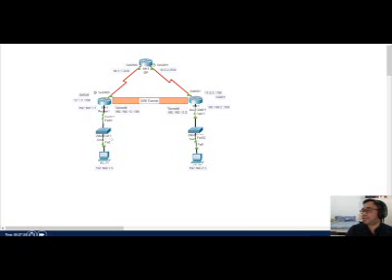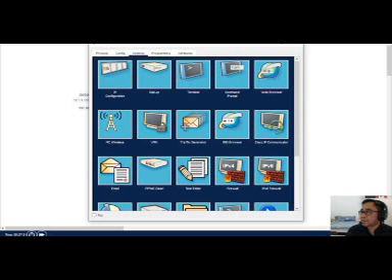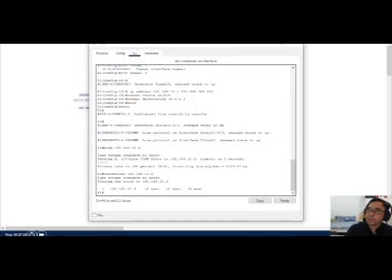Okay, successful. And this. Okay, successful. Okay, let's... we forgot something. We forgot to set the OSPF. Oh yeah, router OSPF. Okay.